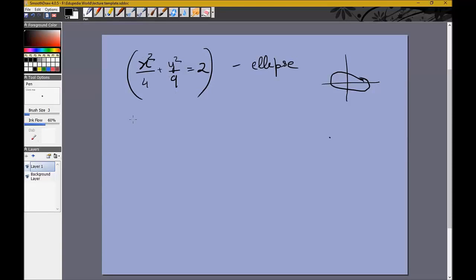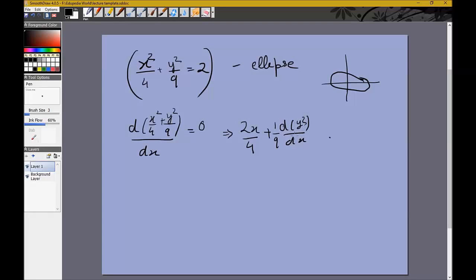And you can get the value of dy by dx by differentiating this implicitly. So what you'll do is d of x square by 4 plus y square by 9 by dx is equal to d of 2 by dx, which is 0. This will give me d of x square is 2x, so 2x by 4 plus d of y square by dx, and you'll have 1 by 9 here. And d of y square by dx, you can write it as a chain rule.